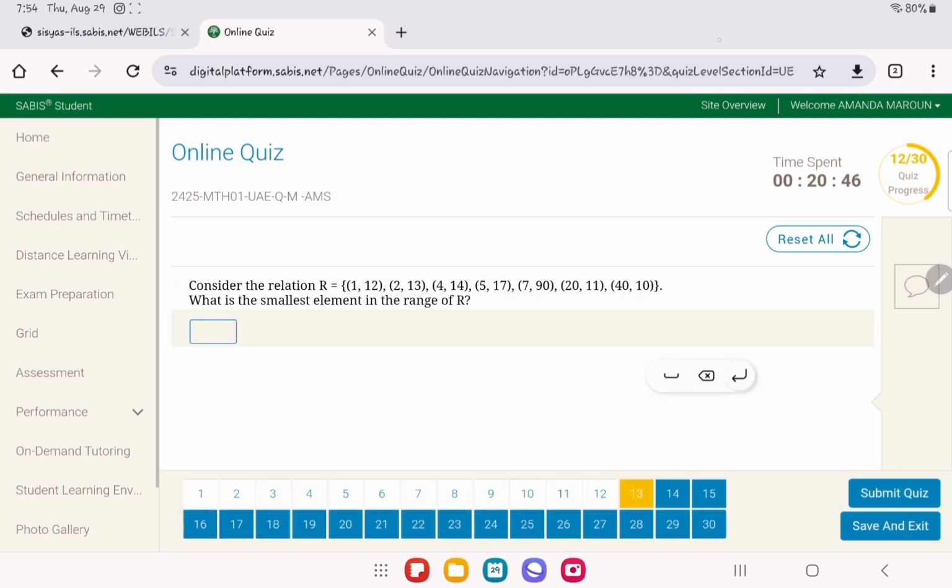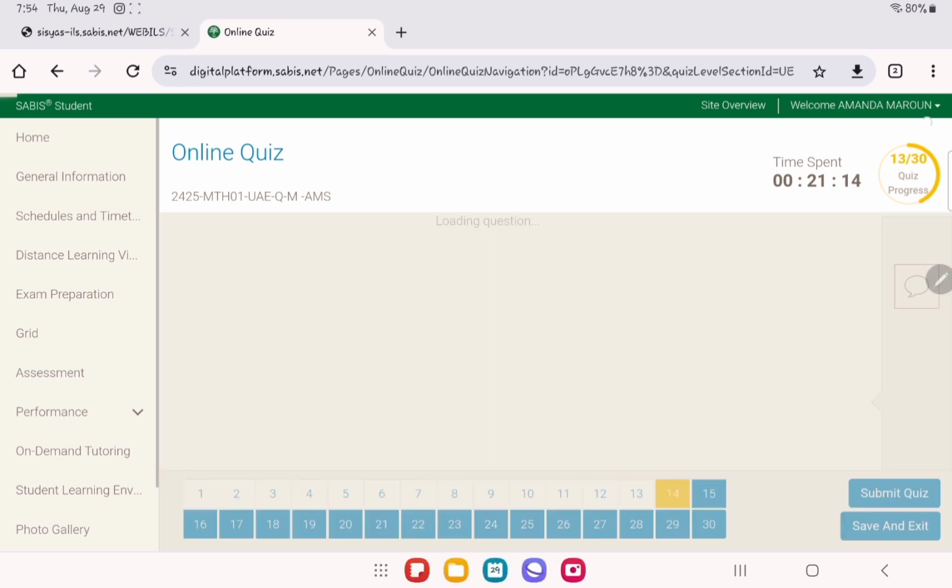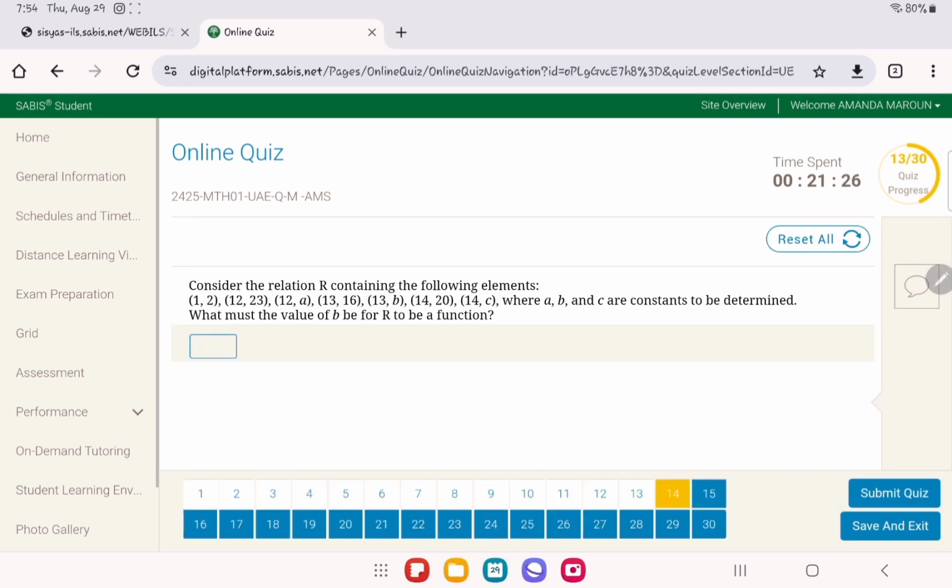Now, they're asking for what here? They're asking for the smallest element in the range of R. So the smallest what? The smallest Y. And which one is the smallest Y? 12, 13, 14, 17, 90, 11, or 10? It's definitely 10.